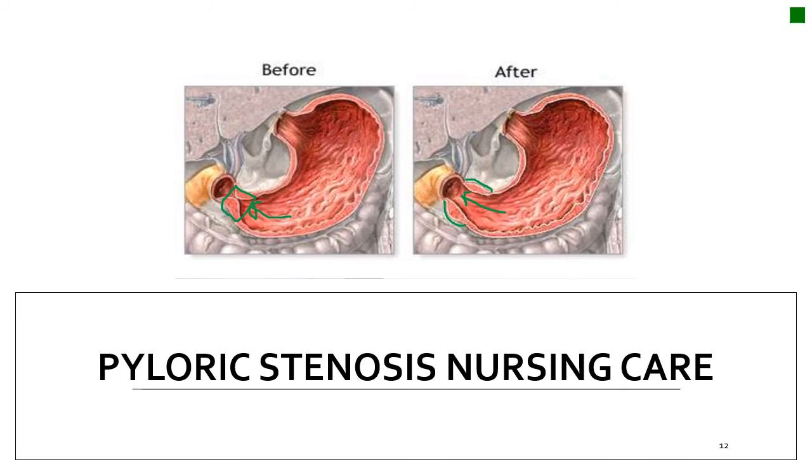Postoperatively, provide IV fluids, pain management. They will have an NG tube because they just had surgery on their stomach. Feedings can be instituted within 4 to 6 hours if it's laparoscopic. And they may not even have an NG tube if it was laparoscopic. They will have one if it was open. And then begin small frequent feedings of clear fluids followed by formula or breast milk as tolerated.